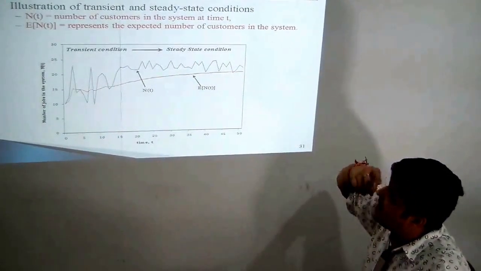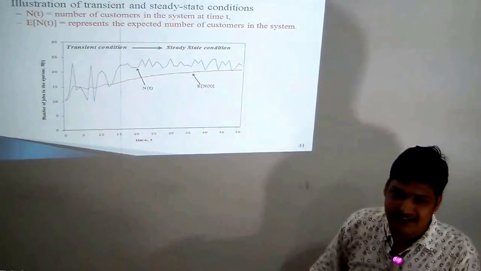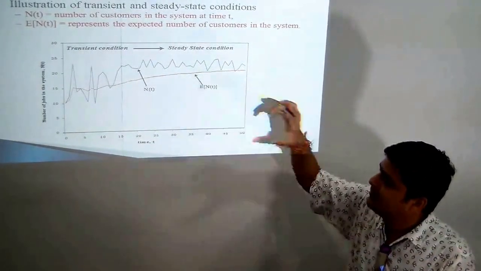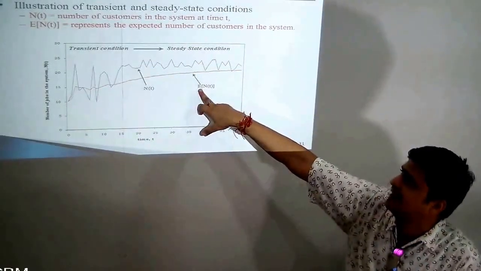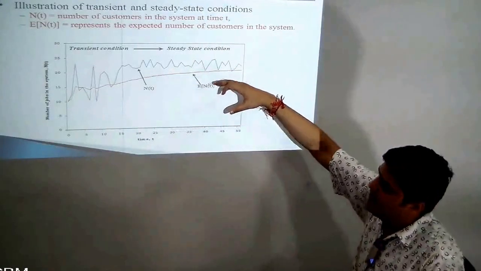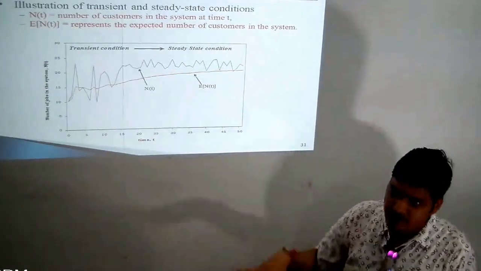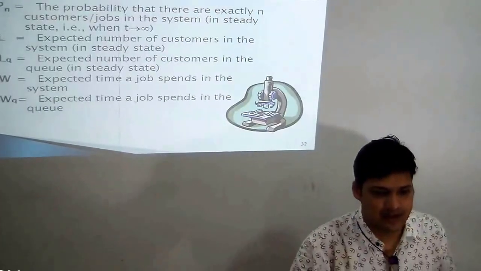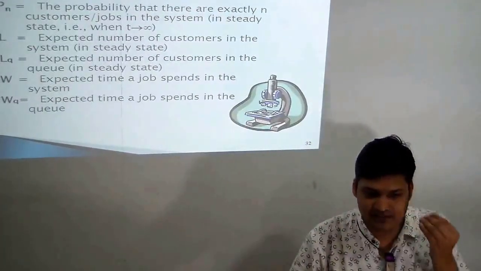E[N(t)] represents the expected number of customers. It is an expectation; just keep in mind that E stands for expectation. So the expected number of customers may go up, may go down, may go flat. It is expected. Next, the notation for steady state analysis.